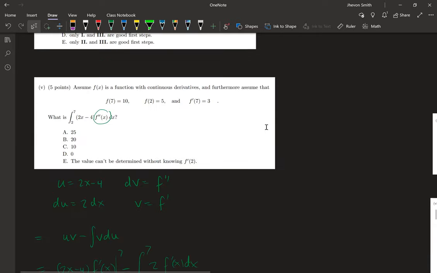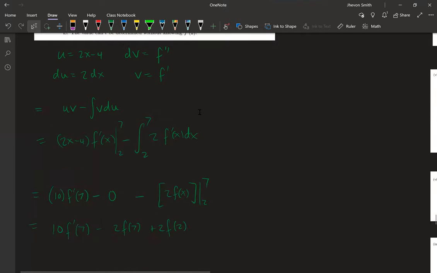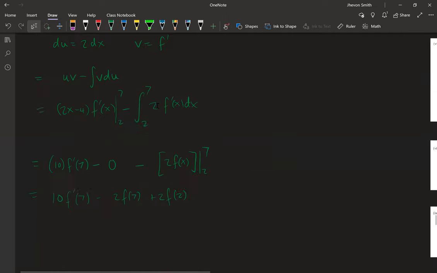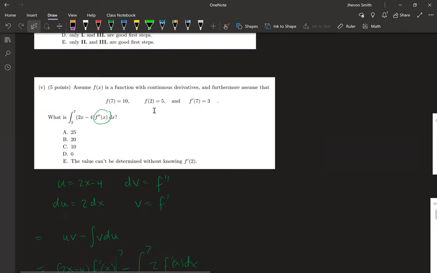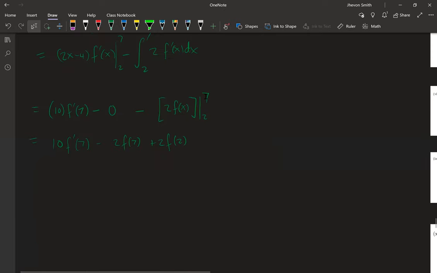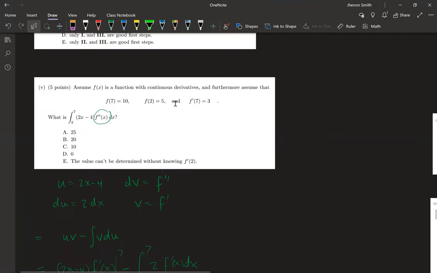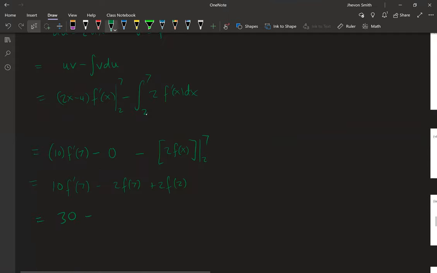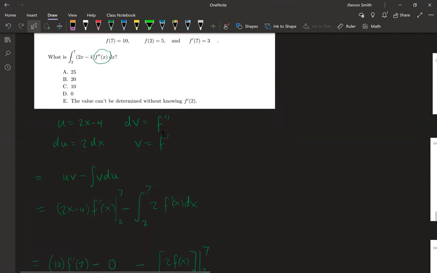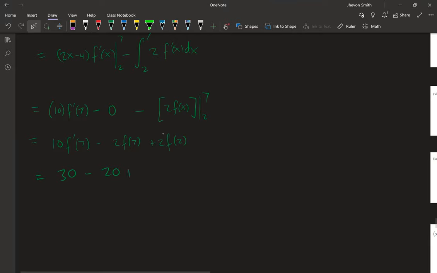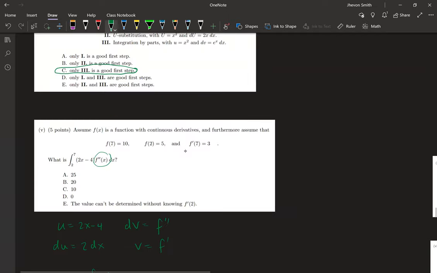Now, do we have all those answers? F prime of 7, yes. F of 7, yes. F of 2, yeah. So we have enough information here. F prime of 7 is actually 3. F of 7 is 10. And F of 2 is 5. So B.